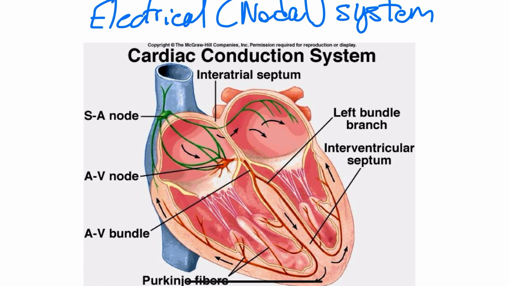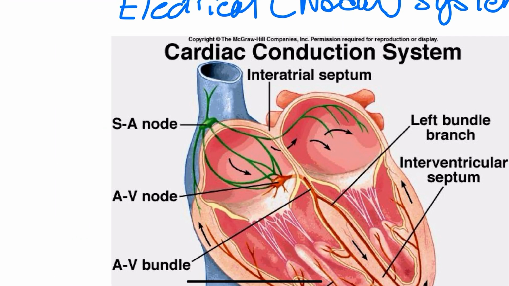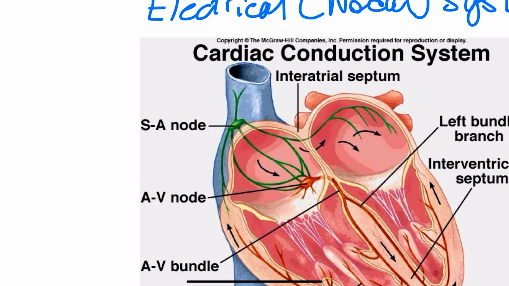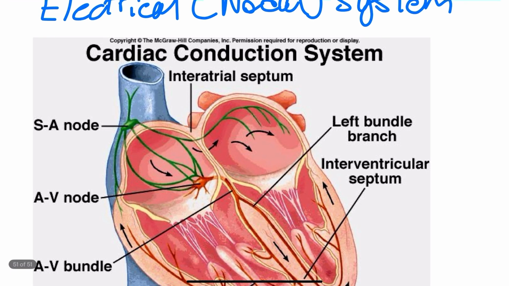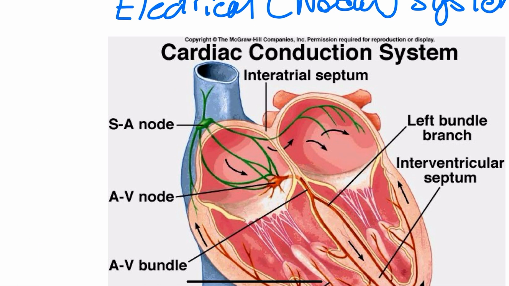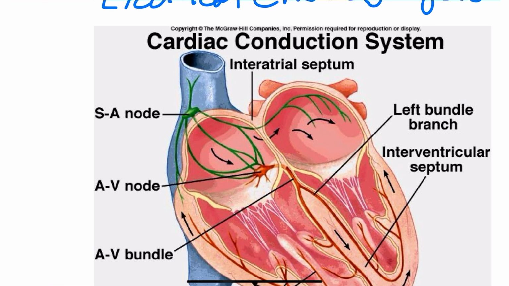So you see up here, it all starts with the SA node up here. So the SA node is going to generate an impulse, and then atrial excitation begins. So as you see this green SA node, it's connected to the atriums. So this is going to signal for the atrium to contract. Both of the atria are going to contract.